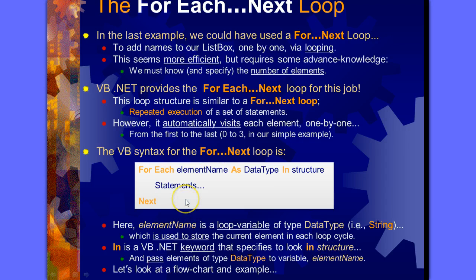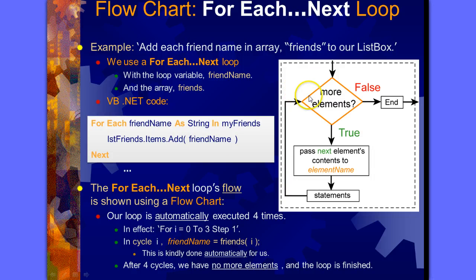Let's look at a flowchart, an example. Example: add each friend name in array friends to our list box. We use the for each next loop with the loop variable friend name and the array friends. He says friends, but he's using my friends here, so it's not right, but okay. And here's the VB.NET code, but it really should be just friends here, right, with a small f.